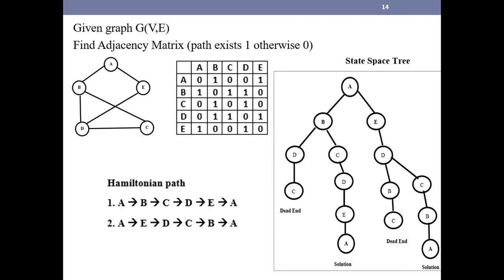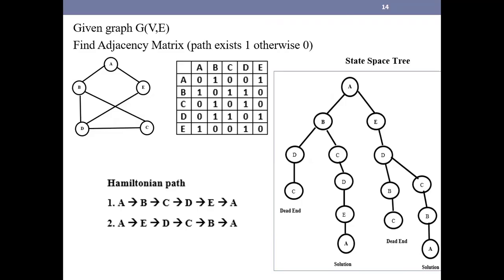E is the other adjacent node for A. Then find the adjacent node for E, that is D, then C, then B, then move back to the previous, then A. It's another solution. So this problem has two solutions, A, E, D, C, B, A and A, B, C, D, E, A. The state space tree has leaf nodes. A leaf node is labeled with either dead end or solution. So it has two solutions, that is Hamiltonian path and cycle.